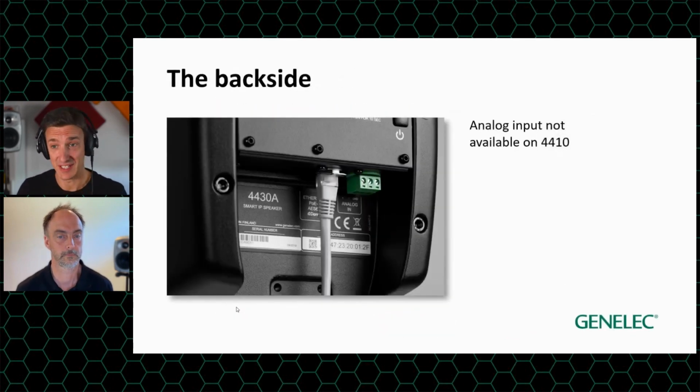If we look at the backside of these speakers, as I said in the beginning, the main thing is one single RJ45 connector, which carries the audio, the power over Ethernet, and of course the control functions. For the 2 larger models, the 4430 and the 4420, we also included a Phoenix connector for analog input. This is the standard connector we use with our analog speakers, for example, the 4010, 4020, 4030. These analog models offer this analog input. And this can be used, for example, as a backup, and you can switch between.